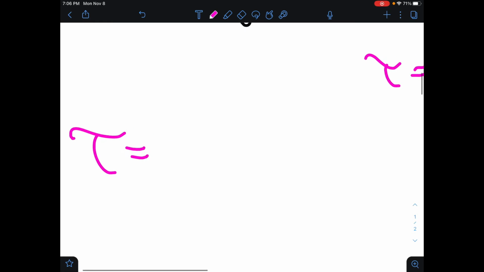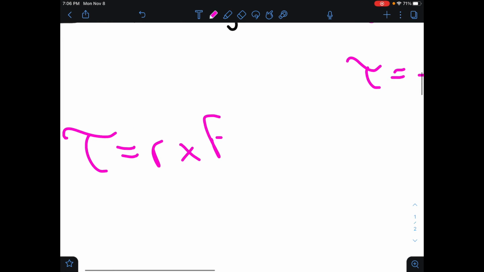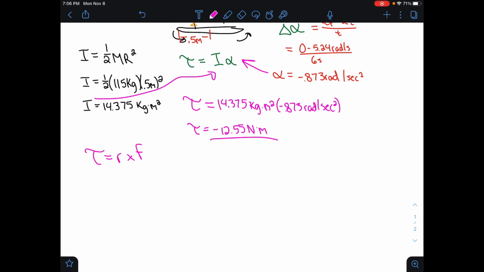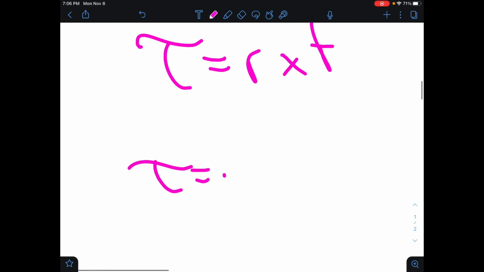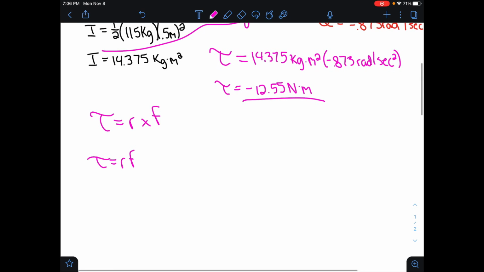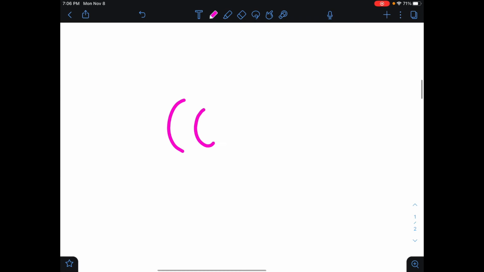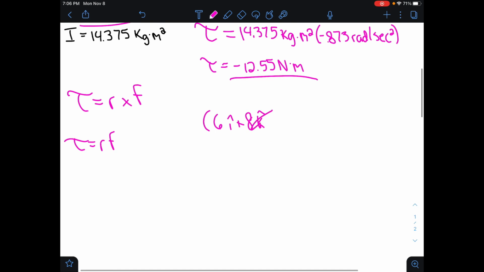T equals R cross F. So this is the torque being applied, right? Actually, you can go one step further. Torque is equal to RF because there are no two digits like, let's say, 6 i hat plus 8 k hat. There's none of that, it's just the one. So we can just get rid of the cross and go right to multiplication.